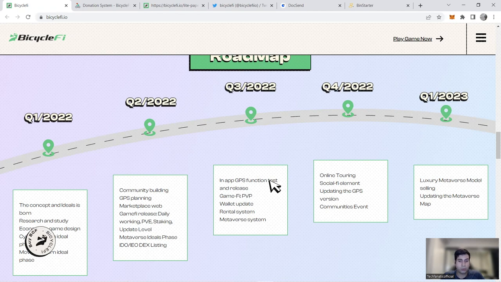In the next quarter, they're going to focus on the GPS development, GameFi, PvP, wallet update, rental system, and metaverse system. In Q4 of this year, they're focusing on online touring, social find elements, the GPS functionality update, and having more community activities outdoor. In Q1 2023, they're going to have the luxury metaverse be functional, as well as developing the full output for the map of the system.